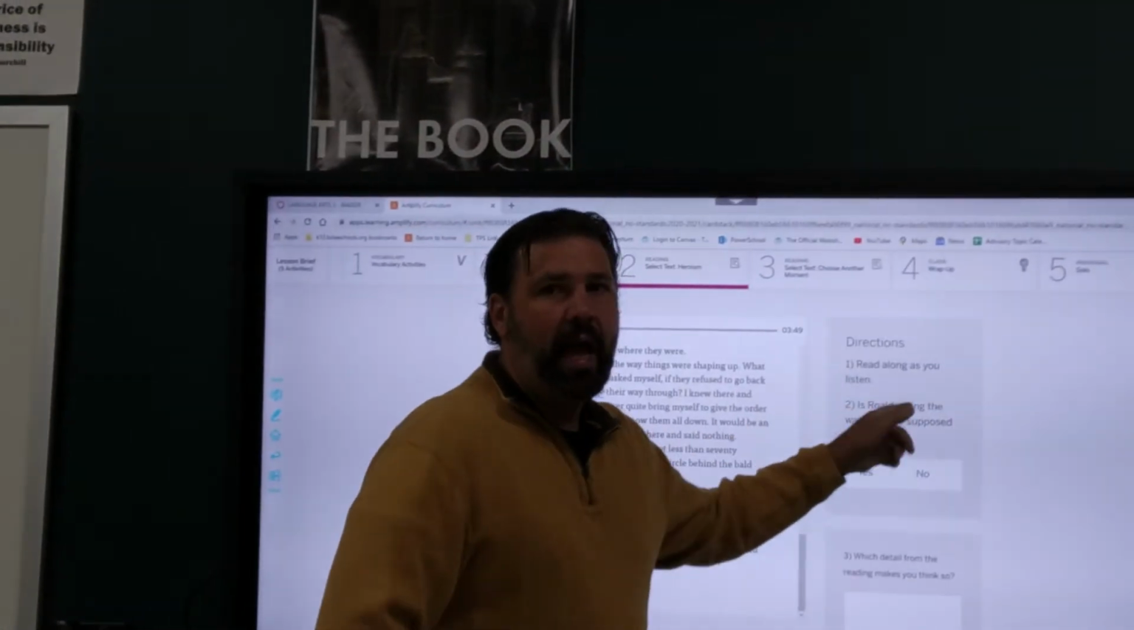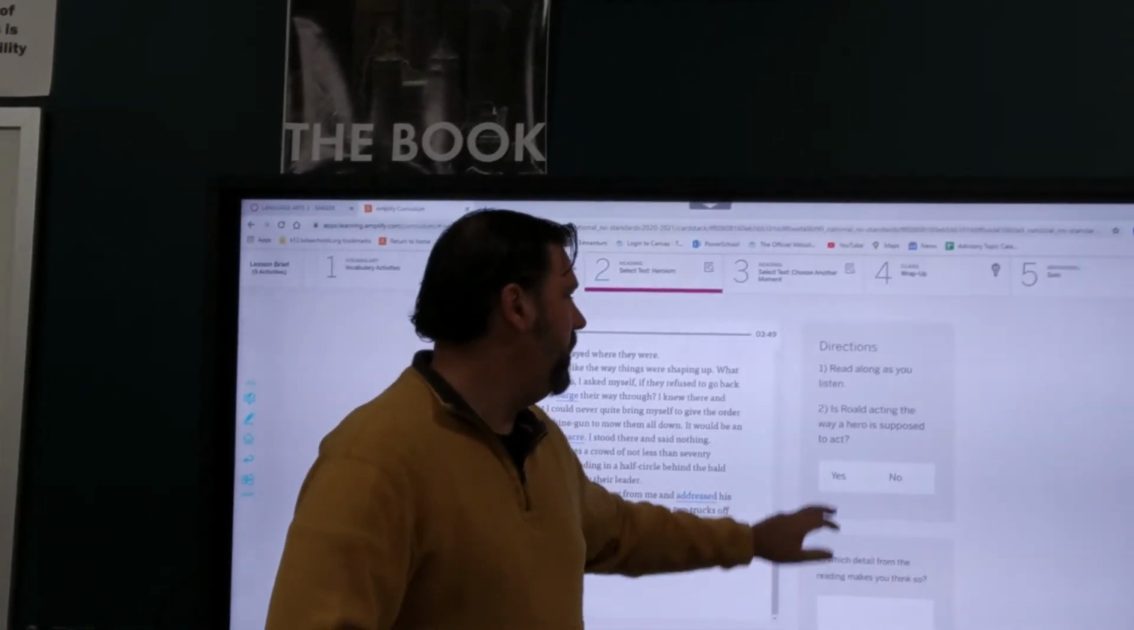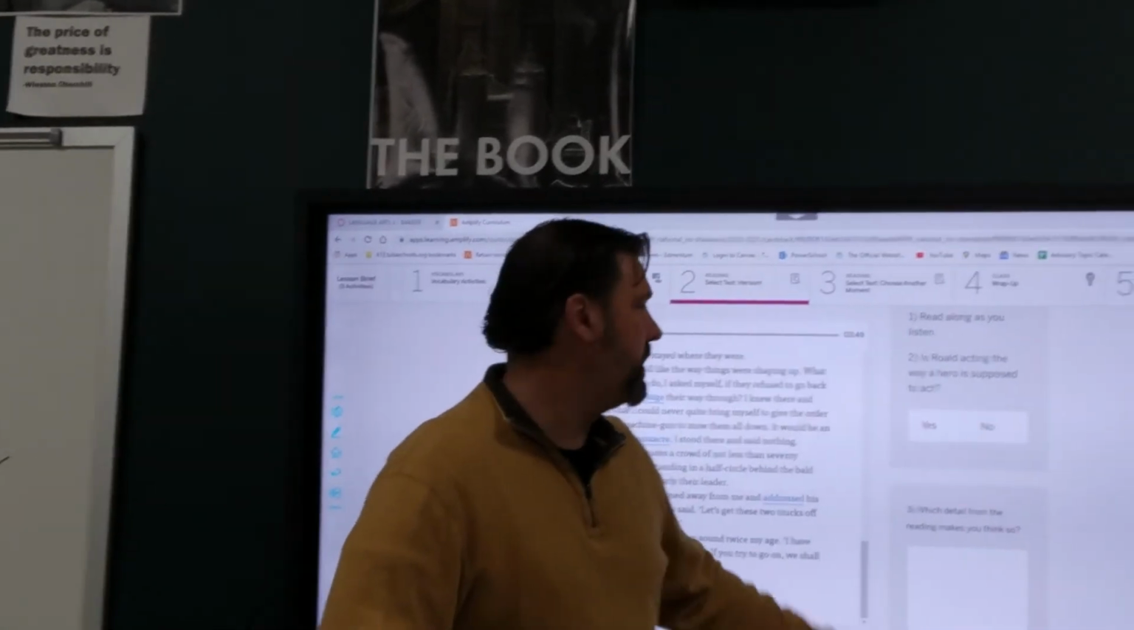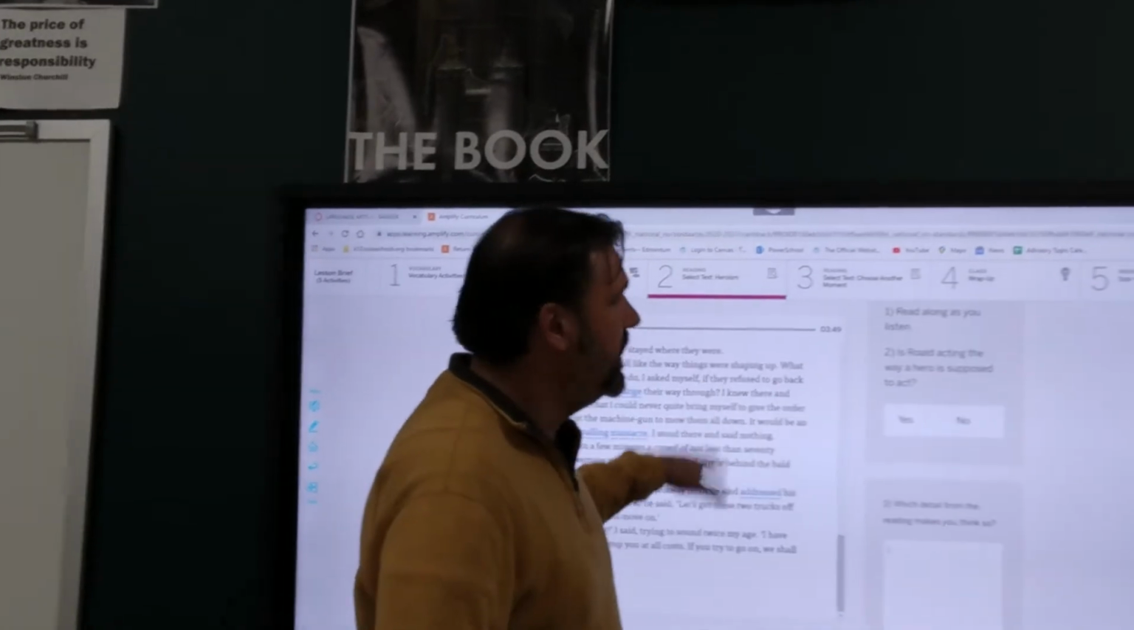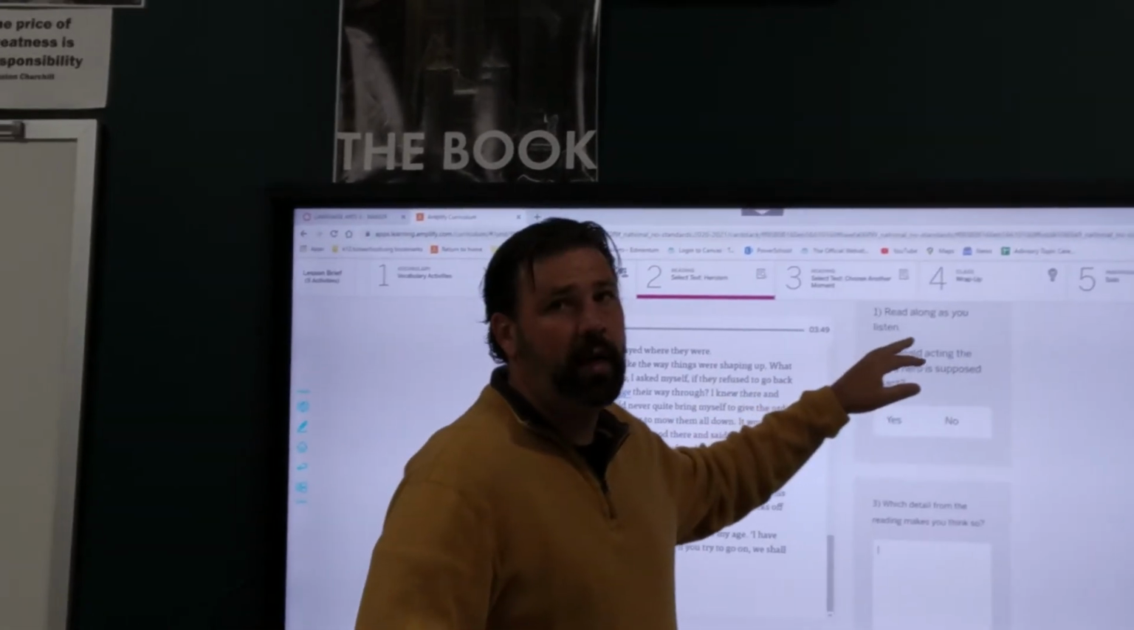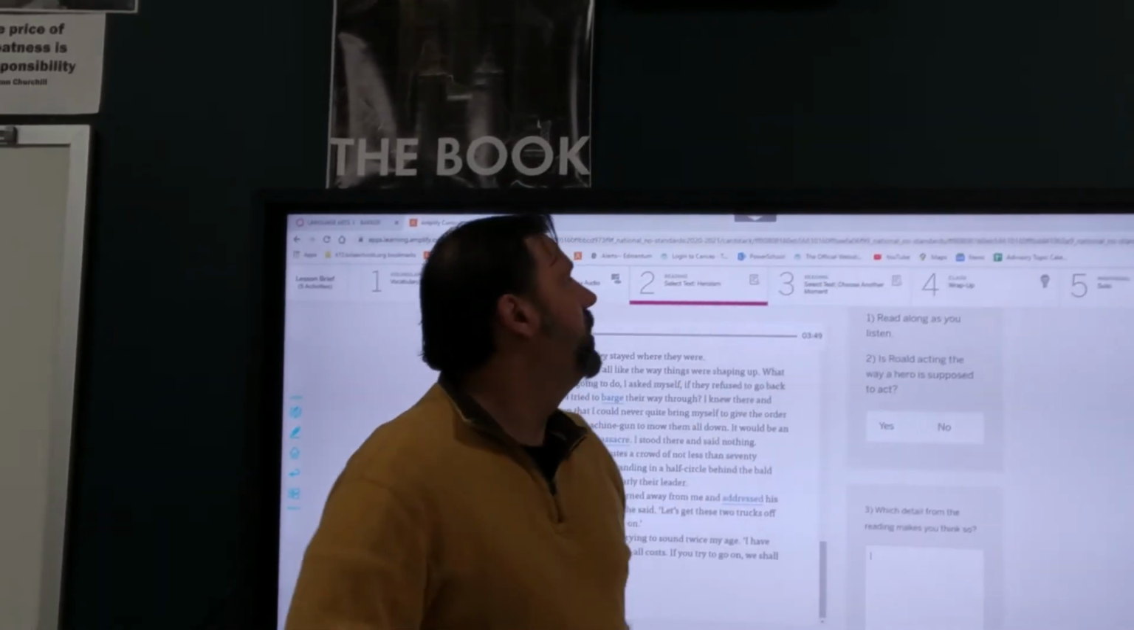So, fill out this card. Answer this question. Is he being heroic? Is he acting the way that a hero is supposed to act? Pick a detail from here that makes you think that, okay? Next thing you need to do, go to number 3.